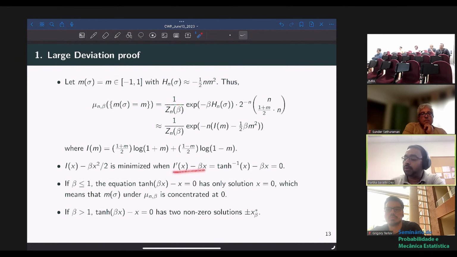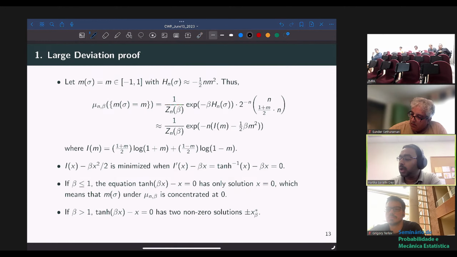So here, if we look at the function, the derivative is tanh inverse of x minus beta x equal to 0. That means the solutions satisfy x equal to tanh(beta x). So these are the solutions. And if beta is less than or equal to 1, there's only one solution, x equal to 0. If we plot the curve, it looks like this. So 0 is the only solution.